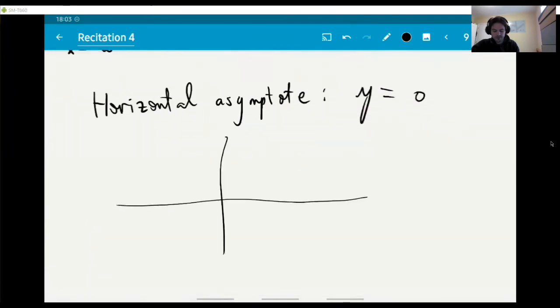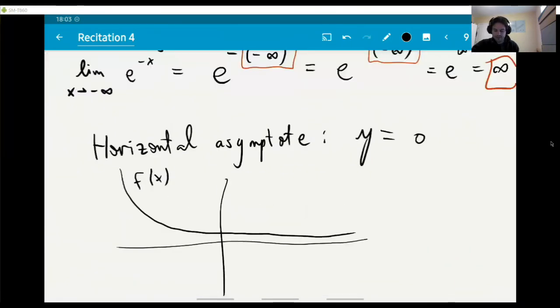The actual graph of our function is something like this. This is f of x in this problem. As you can see, as x goes to minus infinity, it is going to infinity.